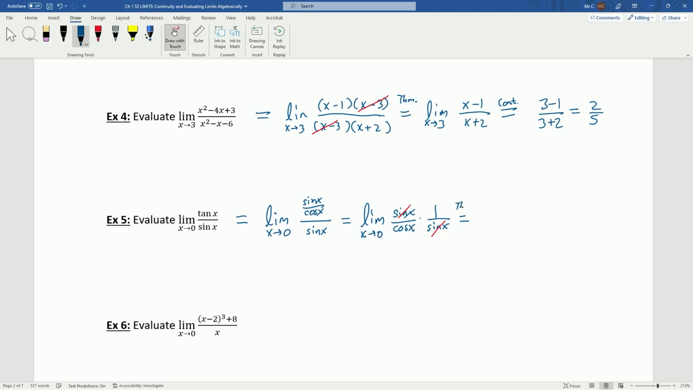And so our theorem tells us that this is going to be the same as the limit when x approaches 0 of 1 over cosine of x. Now cosine of 0 is 1, so I don't have any discontinuity problems at 0 here. So I can just plug in 1 over cosine of 0, which is 1 over 1, which is 1.